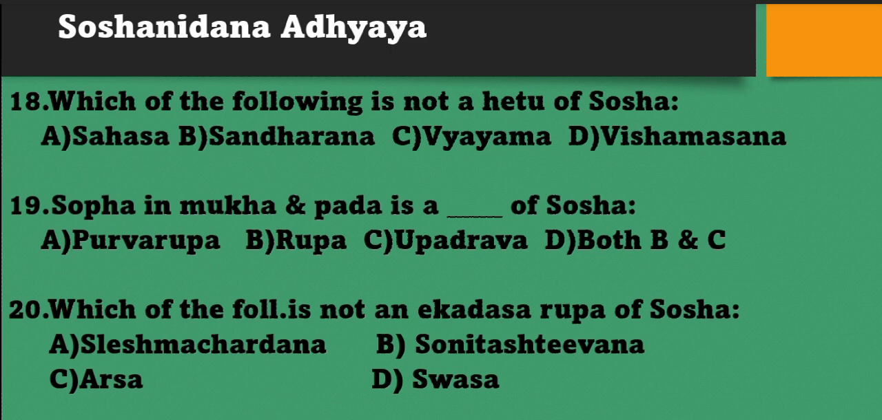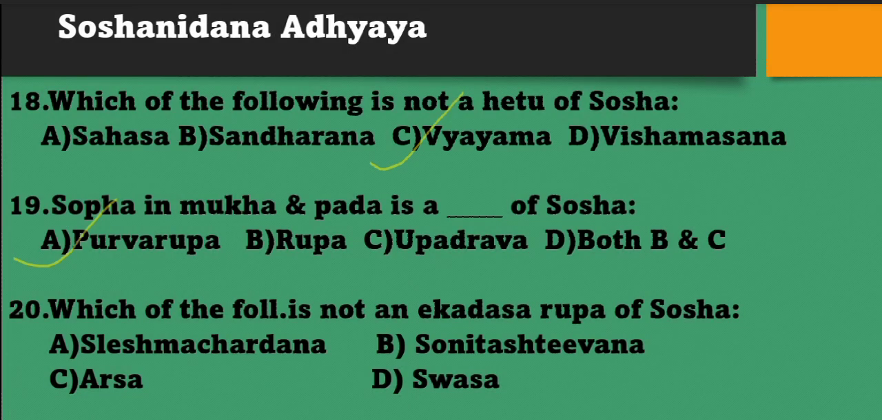Which of the following is not a hetu of shosha? Sahasa, sandharana, vyayama, vishamashana. Vyayama is not a hetu of shosha. Shopha in mukha and pada is a dash of shosha. Purvarupa, rupa, upadrava, both B and C. Shopha in mukha and pada is a purvarupa of shosha. Option A.